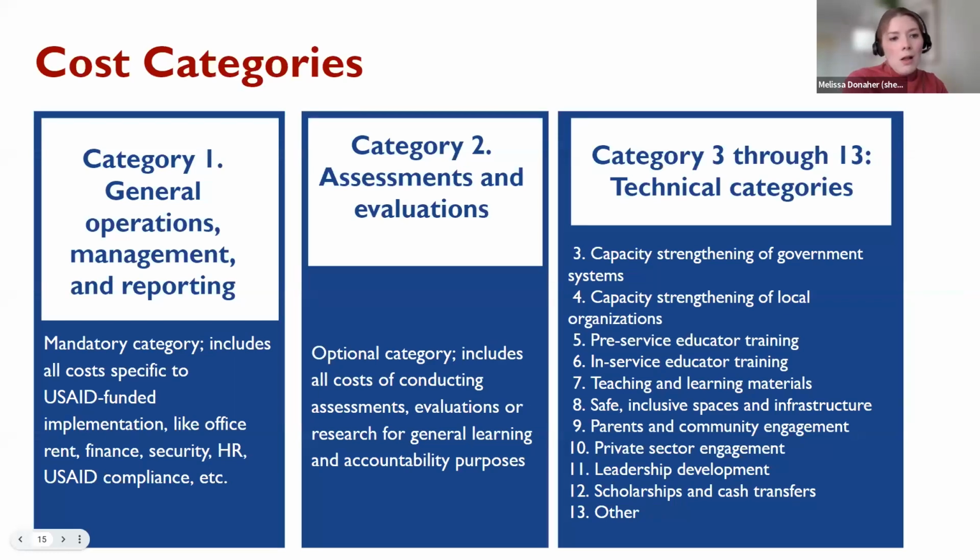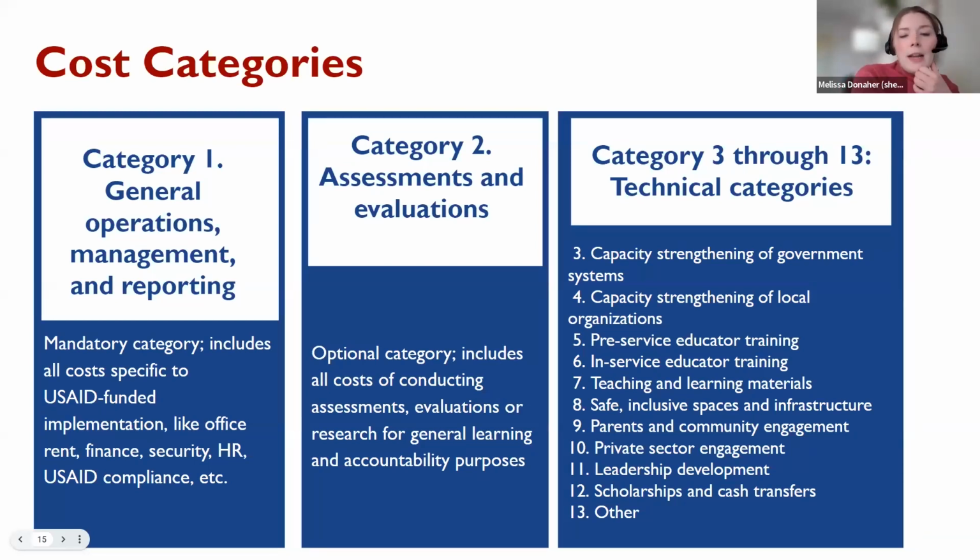So these are the 13 standardized cost categories. The only required category is number 1. The rest will be determined based on the objectives of a particular program or activity. So you wouldn't be reporting on all 13, you would just select the ones that are relevant to you.